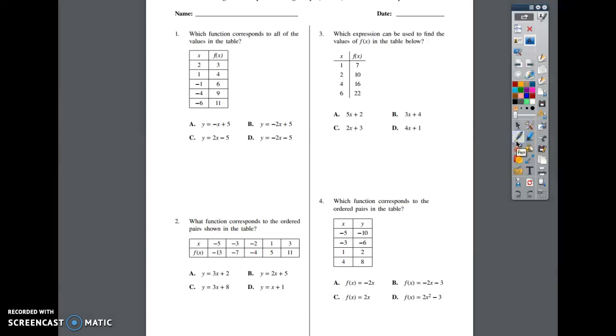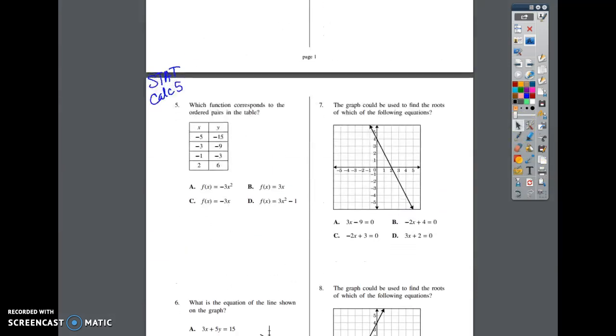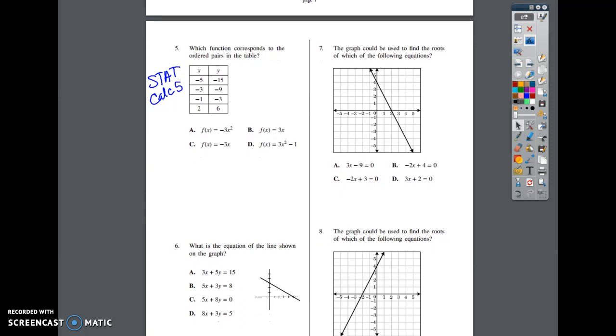So on the first 4 problems, I want you to do stat on all these problems. So I need you to write it down. Stat, calc, 5, and get the equation. So that's going to be number 1, number 2, number 3, number 4, and then going down number 5 as well. Okay?